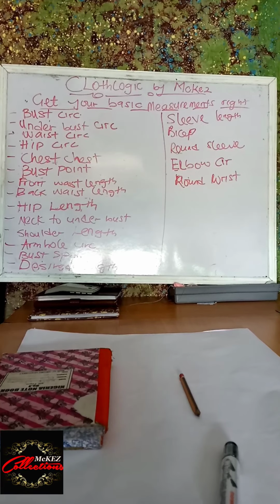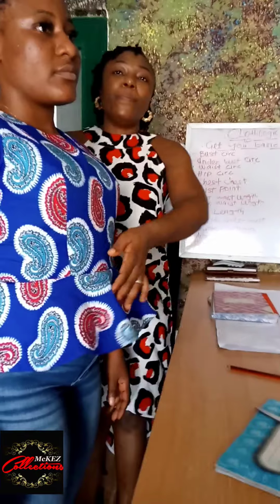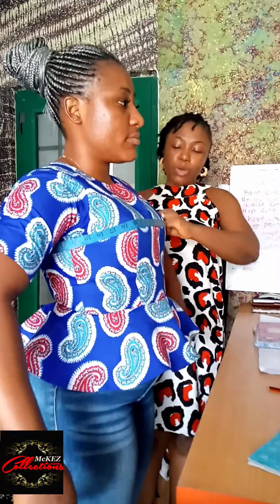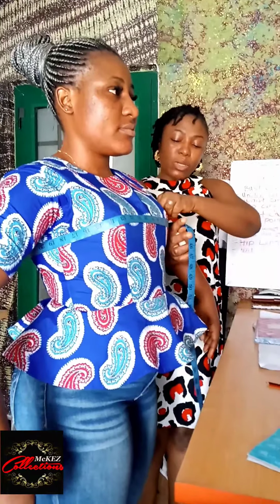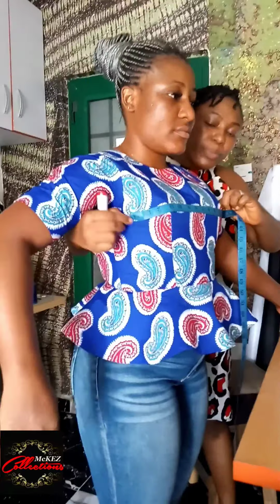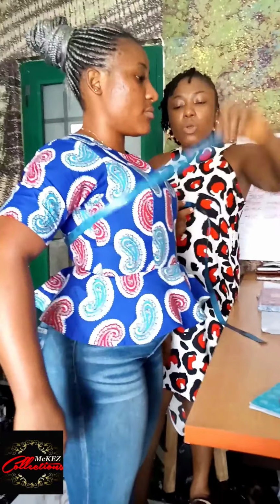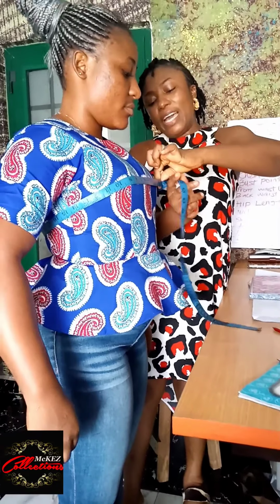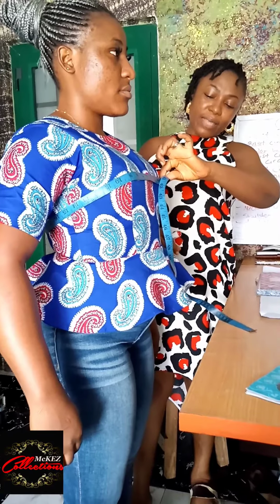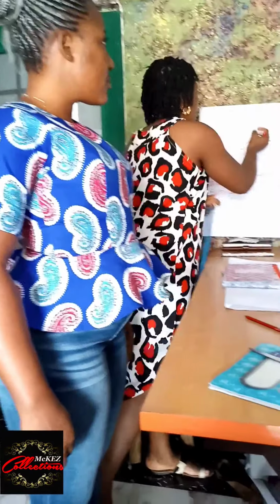First, you should start beside your client. Bust circumference is the roundness of the bust, the fullest bust of your client. Look at what I am doing: the fullest part of the bust of your client, with one of your fingers in for ease. Like what I have here, I have 38.5. That is the bust circumference.